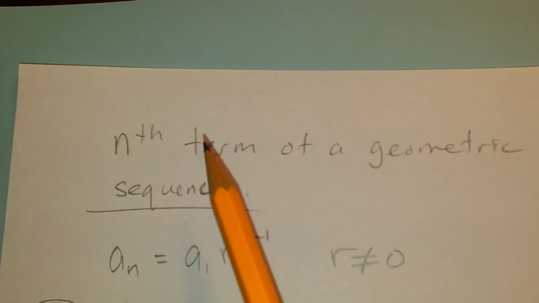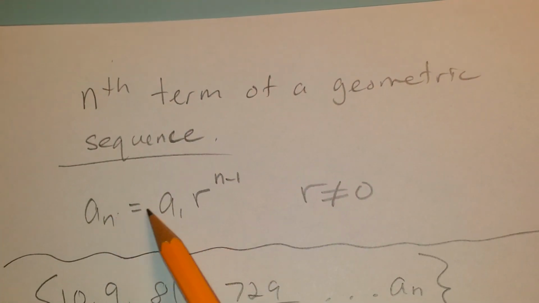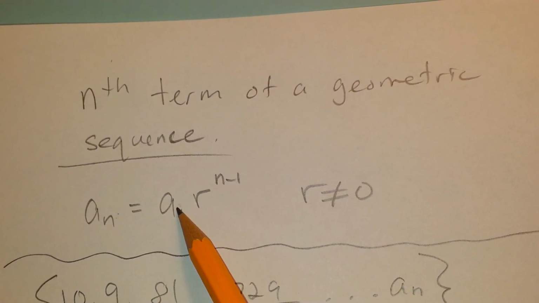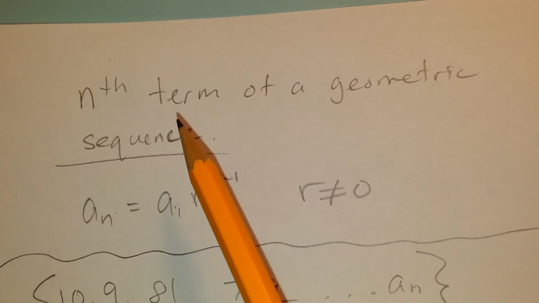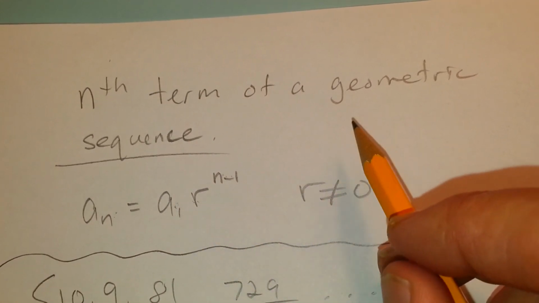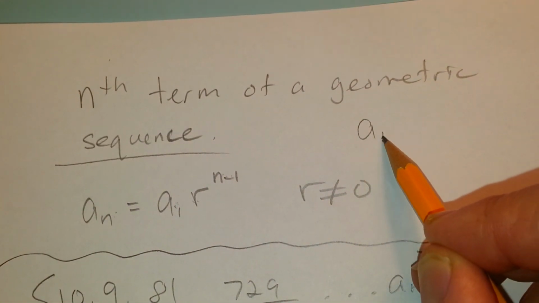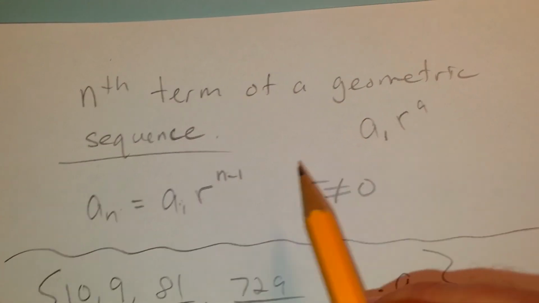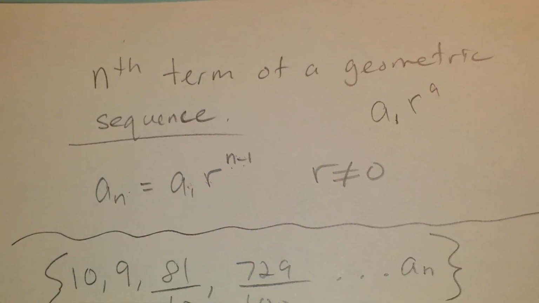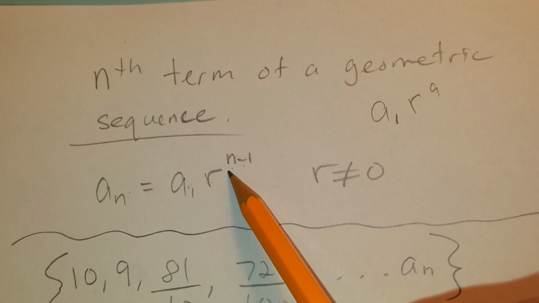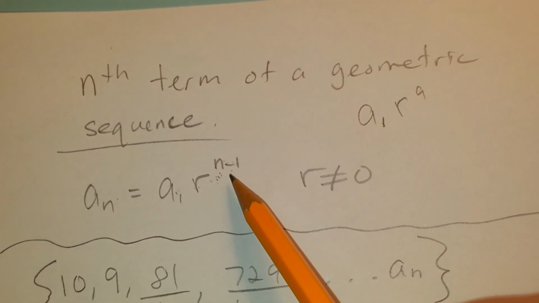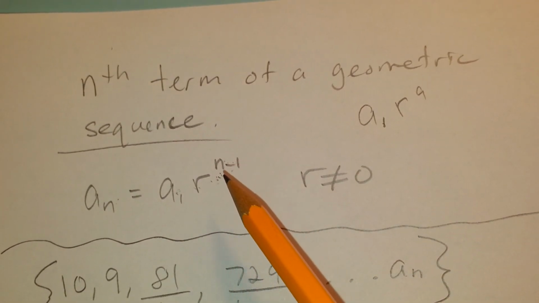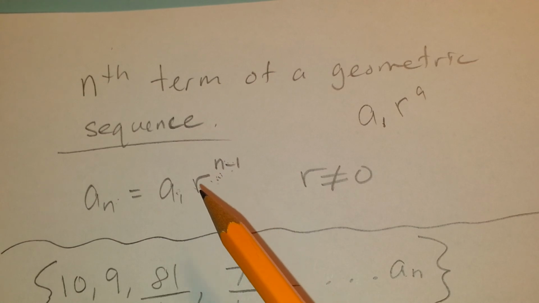So the nth term of a geometric sequence equals a sub 1, my first term, instead of plus, multiplied by the common ratio to the n minus 1. If I want the 10th term, it'll be a sub 1 times the ratio to the 9th. 10 minus 1 is 9. You're always 1 shy of applying that common ratio. If it's the 10th term, you apply the common ratio 9 times. Just like in arithmetic, where you add or subtract a common difference 1 less than the term you wanted.